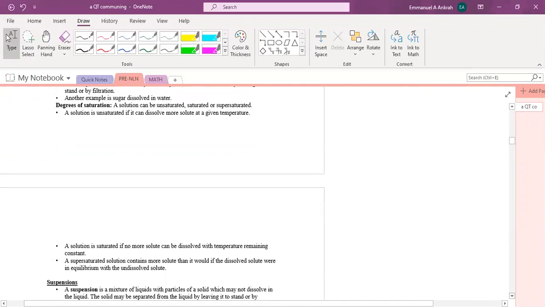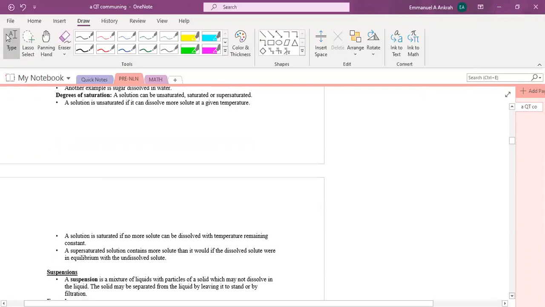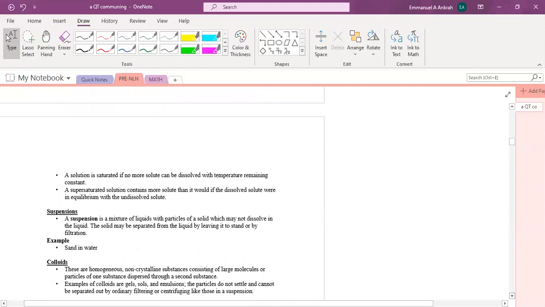Then the solution becomes saturated if no more solute can be dissolved with the temperature remaining constant. If I keep adding more salt or sugar to the water, it will keep dissolving until it gets to a point where you notice it's not going to dissolve again at the temperature that you're working with, let's say room temperature. At that point, we say that it is saturated. But if I heat this up, if I increase the temperature, I can keep adding more salt. It's still going to dissolve. So one of the key factors is that temperature increases solubility.